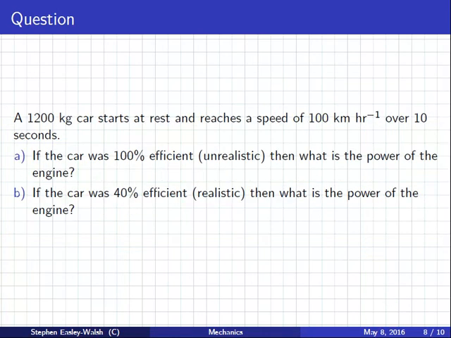Okay, so we have a 1200 kilogram car, starts at rest and reaches a speed of 100 kilometers per hour over 10 seconds. If the car was 100% efficient, then what is the power of the engine? Okay, I'll give you a minute to calculate this because I think you can do it. What is the power if it was 100% efficient?